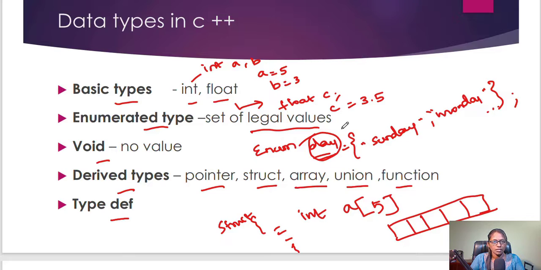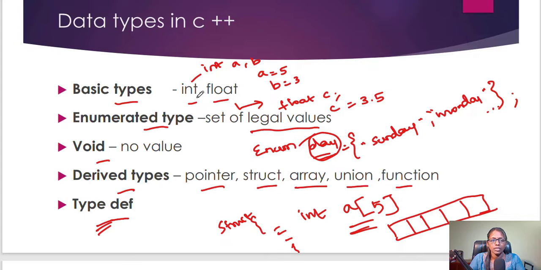Okay, see, in a variable you are getting only one value, but in an array of 5 you are getting 5 values. That is derived data. Pointers are used to get the address of the variable. So that is also called a derived data type. And typedef is a command which is used to create your own new data type.